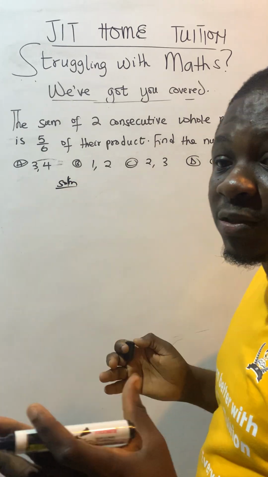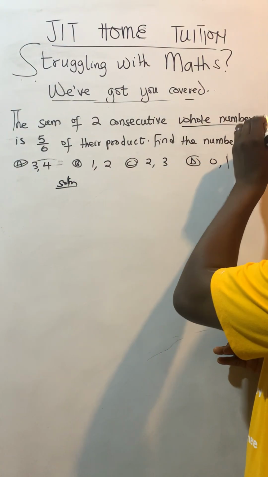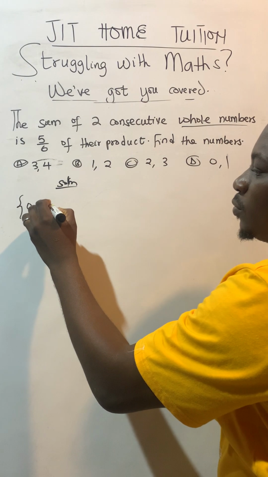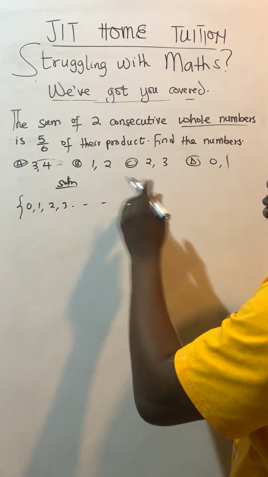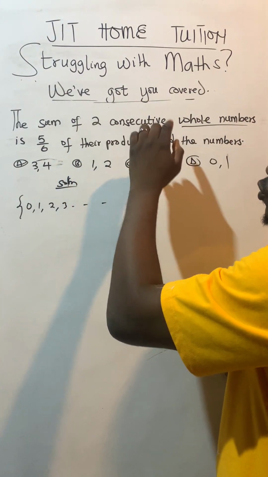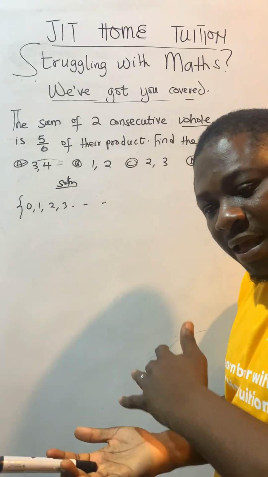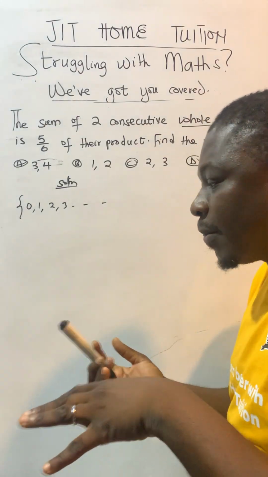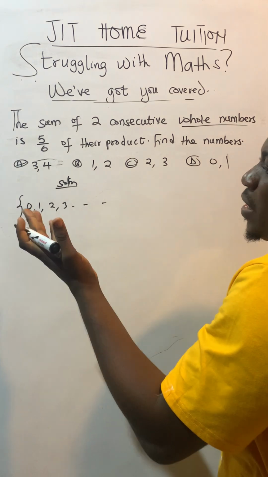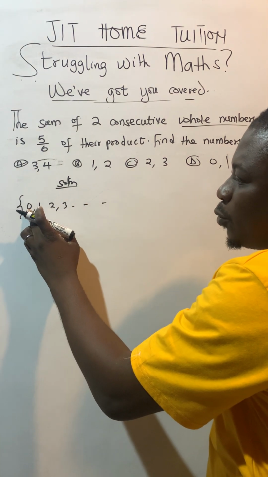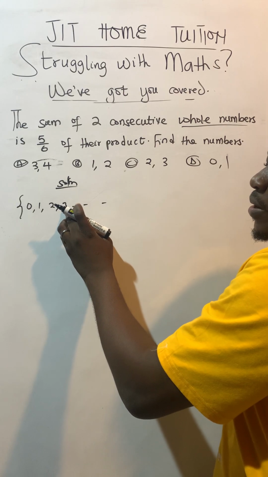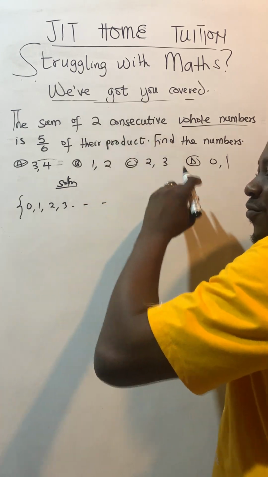First of all, when you mention whole numbers, what comes to mind is numbers that start from 0, 1, 2, 3, the counting numbers including 0. Now the question says two consecutive, that means one is after the other, there's that kind of continuation. So right now we don't know whether it's 0 and 1, 1 and 2, 2 and 3, 3 and 4, or 4 and 5 in that order.